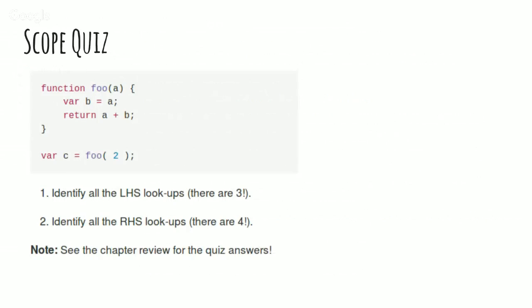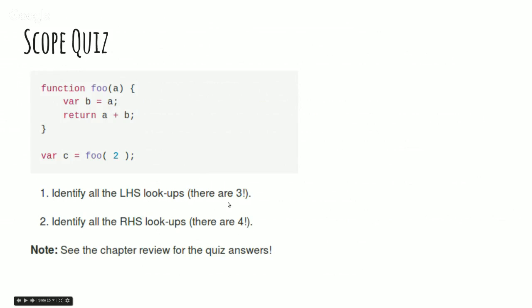Okay, so I've got a scope quiz for you. Looking at this code here, there are 3 left-hand side lookups and 4 right-hand side lookups. Okay. Let's see if we can find them all. So I'm going to say, well, let's do the obvious one. Var C is the left hand. Yep. And then the A on function foo is the left hand. Yep. And then var B is the left hand. Yep. Okay. That's all the left hands.